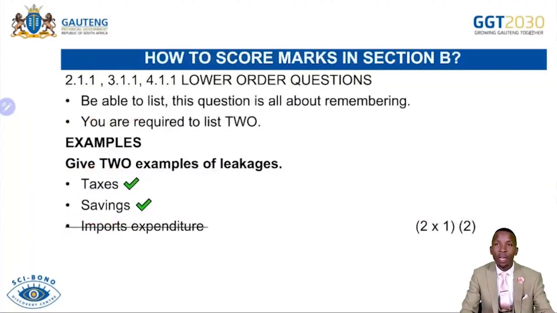So these are just some examples of how you can score marks. Be able to list in the lower order there 2.1.1, 3.1.1 and 4.1.1.